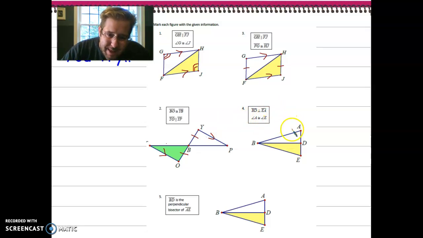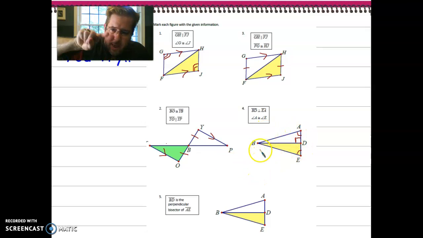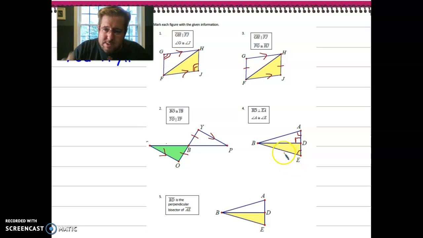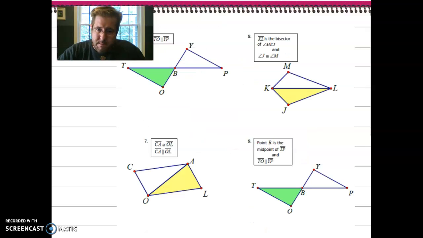BD is perpendicular to EA. So here's BD and here's EA. So I'll put a 90-degree mark. Angle A, that's this one, and angle E are the same. So 1 angle mark. Or you can put that little slash to it. Like I said, 2 different ways of doing angles. BD is the perpendicular bisector. Perpendicular means that it makes a 90-degree angle. Bisector means splits it in half. So AE gets split into 2 equal parts. All right, TO is parallel to YP, and that's it.